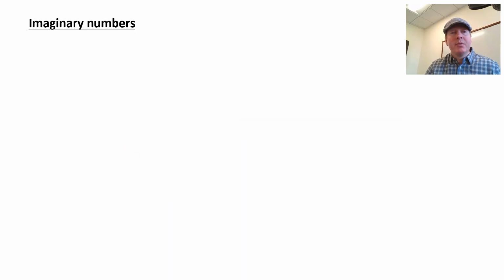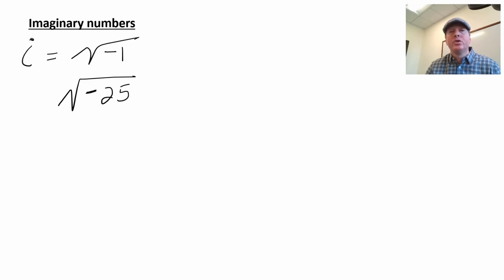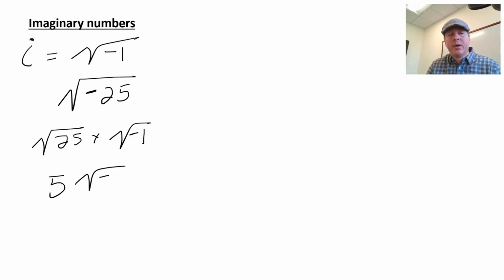Let's talk about imaginary numbers. If I were to write i, you'll see the letter i equals the square root of -1. Well, negative numbers don't have square roots. It's an imaginary number. So let's look at this a little bit. Suppose you were asked what is the square root of negative 25. How could you rewrite that? Well, that's the same thing as the square root of positive 25 times the square root of -1, which is 5 times the square root of -1, which is 5i. The square root of -1 is i.